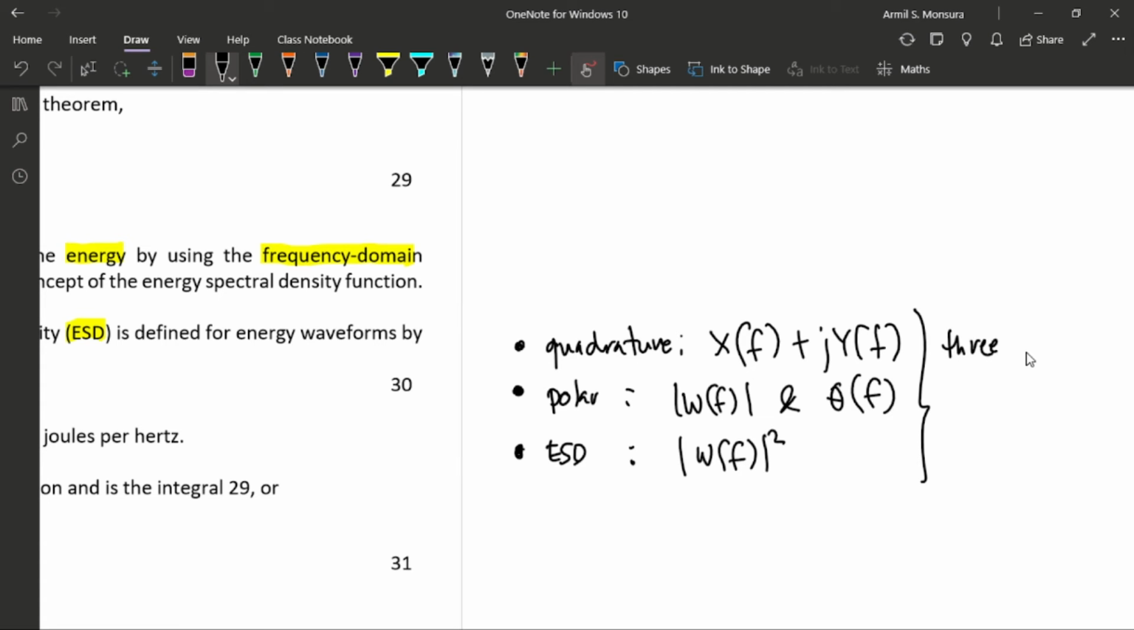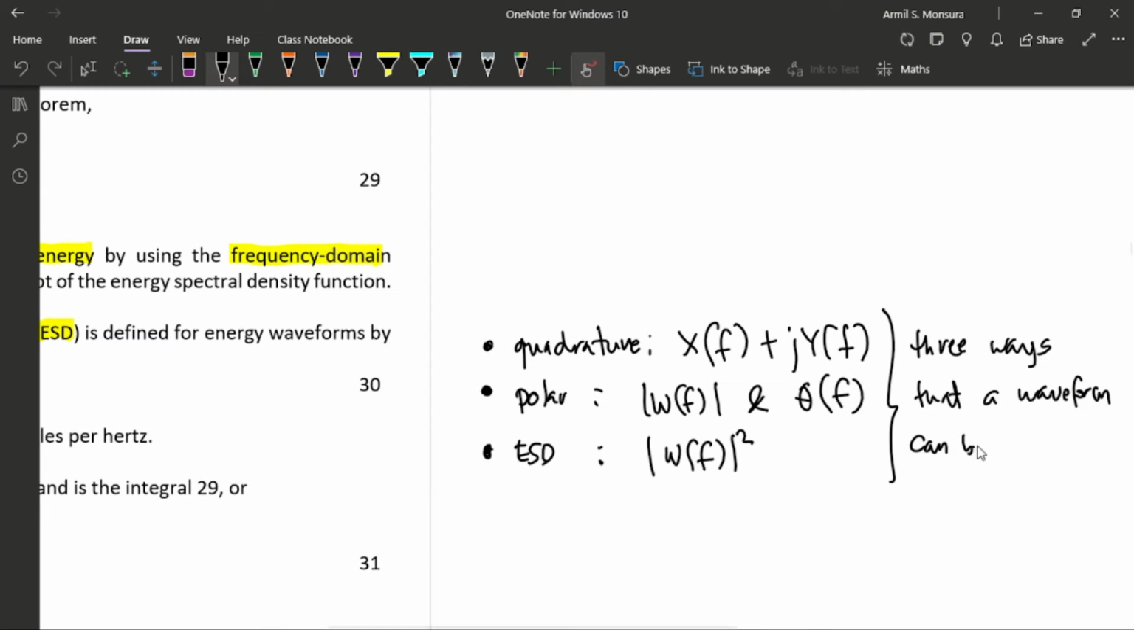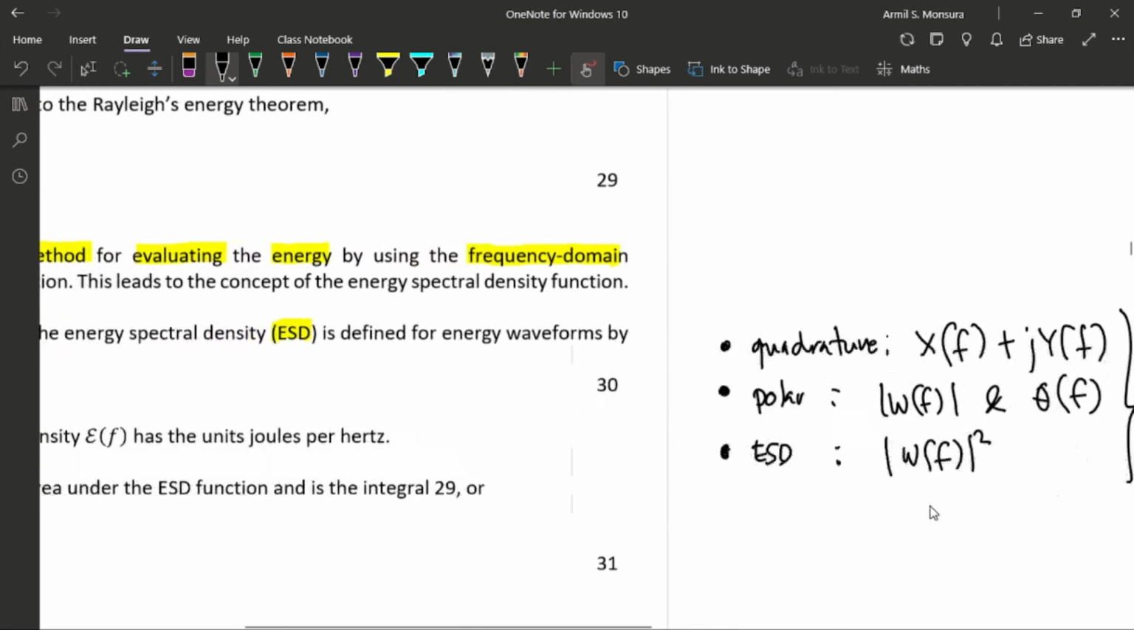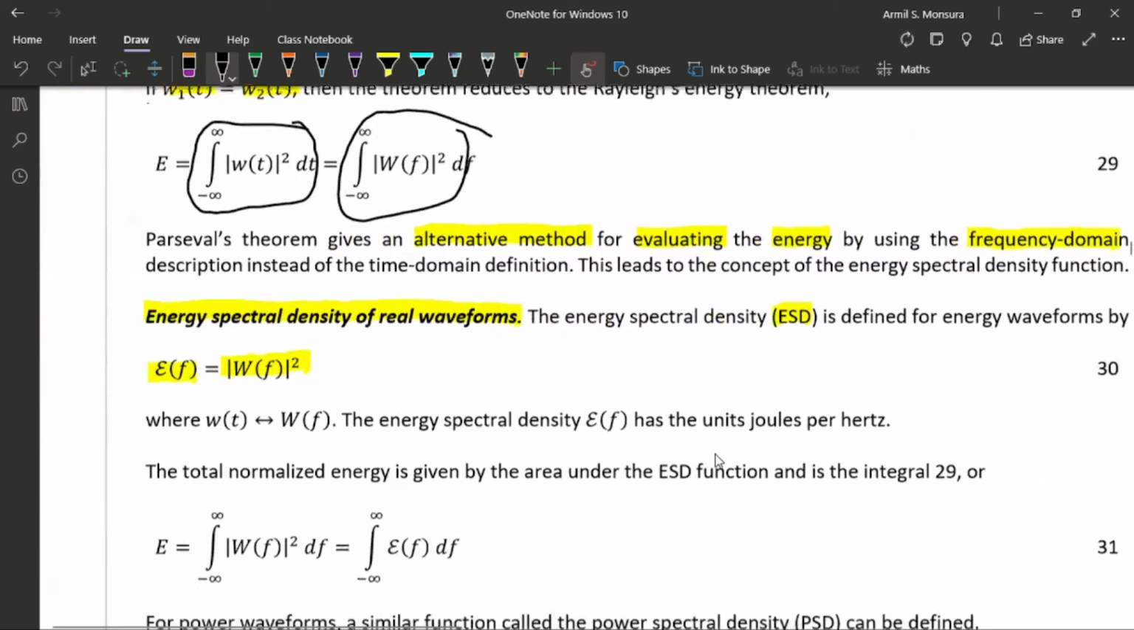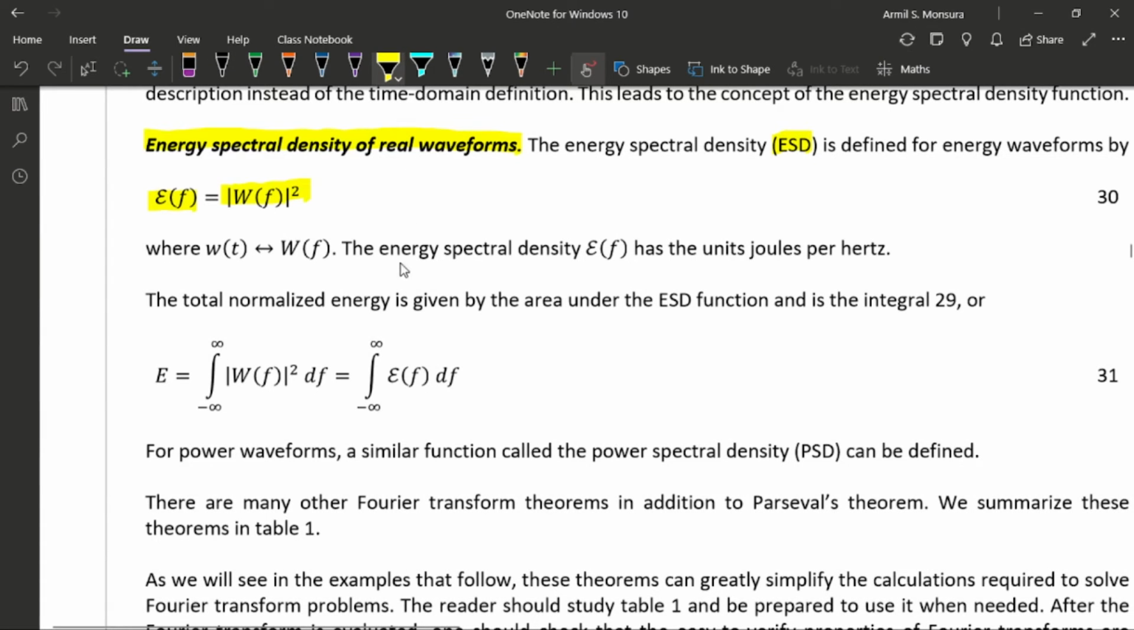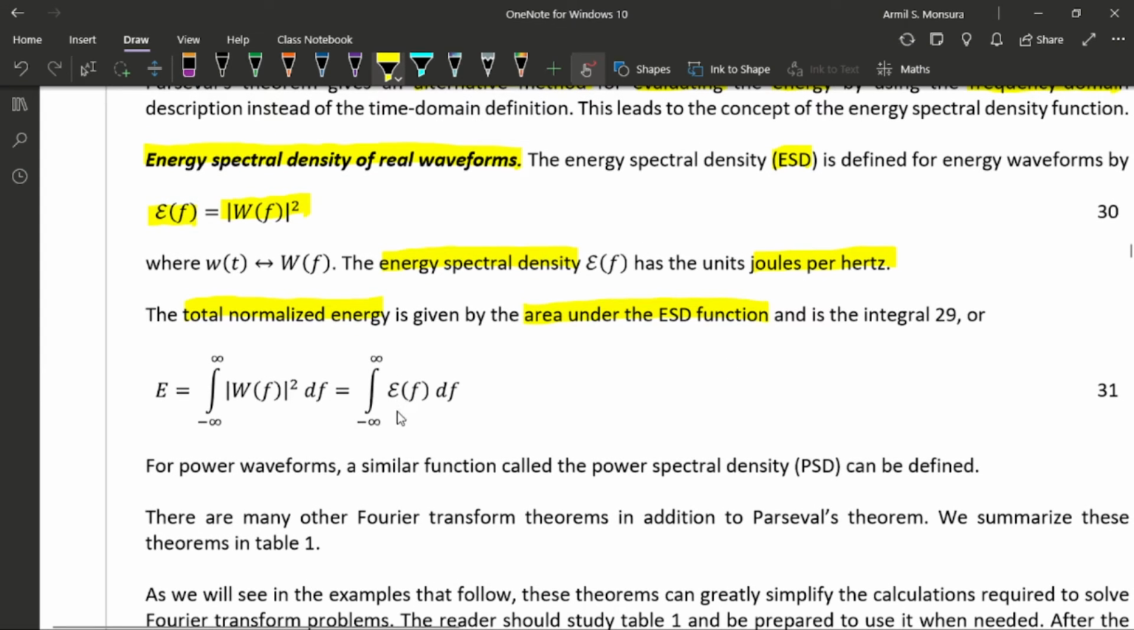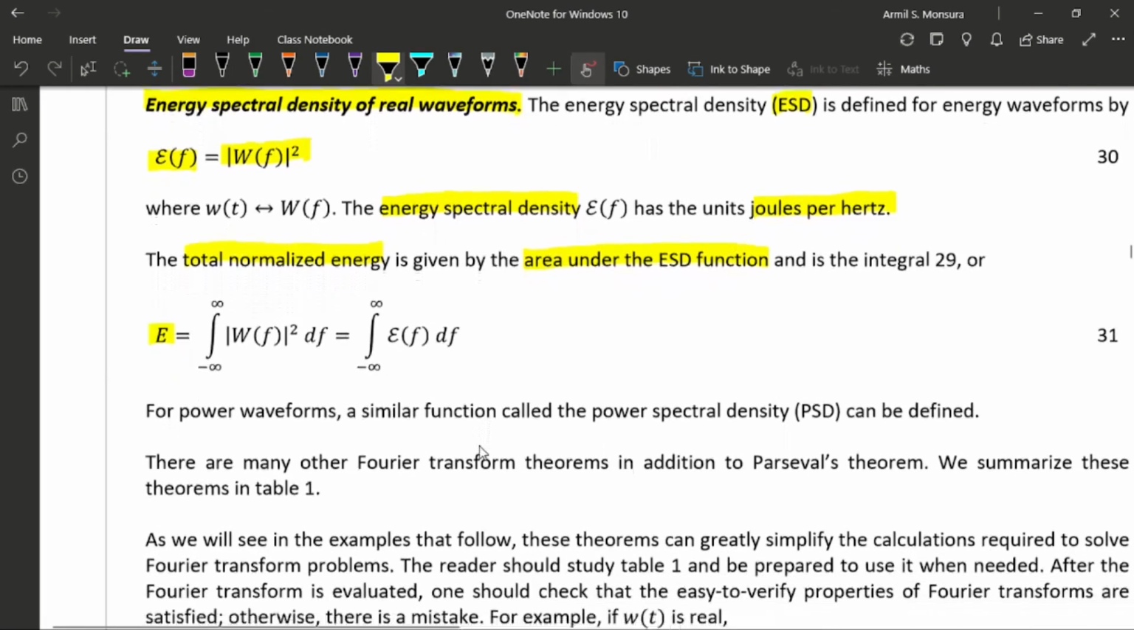So these are the three ways that a waveform can be described in the frequency domain. We take note that the energy spectral density has the units joules per hertz. Now, the total normalized energy is given by the area under the ESD function, which means that if we integrate this ESD function from negative infinity up to positive infinity, then we will find the total normalized energy.